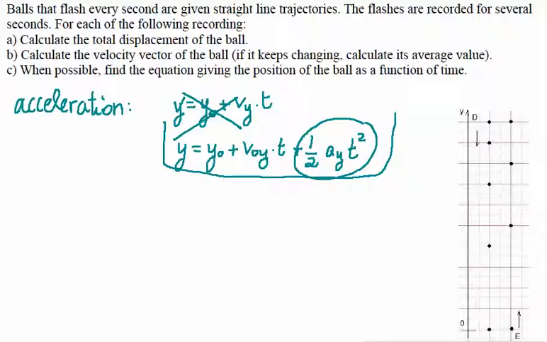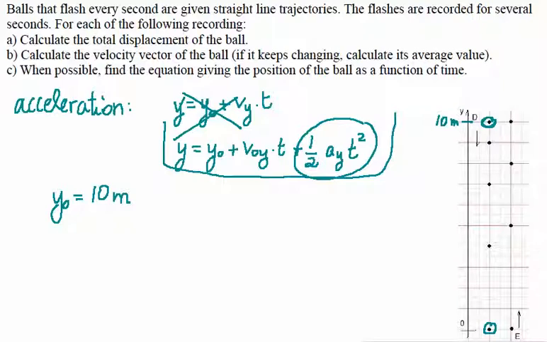So question A, calculate the total displacement of ball D. So ball D is starting from here. This is the final position. The initial position is 1, 2, 3, 4, 5, 6, 7, 8, 9, 10 meters above the origin. So I can say that y initial is 10 meters.